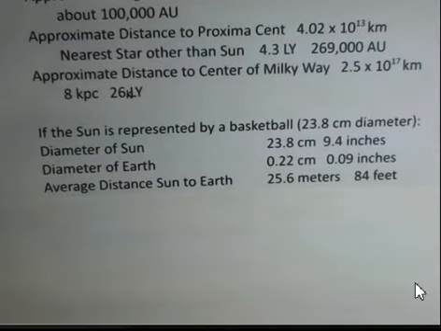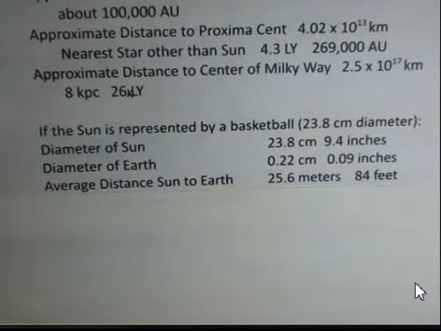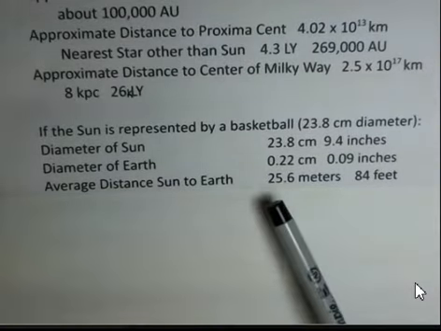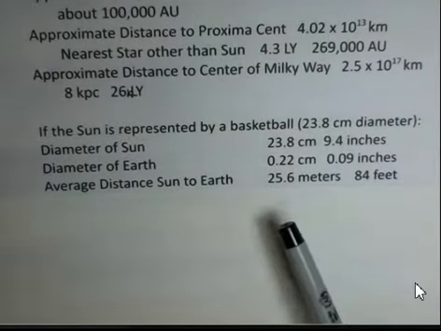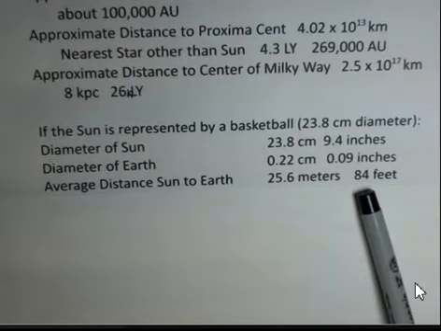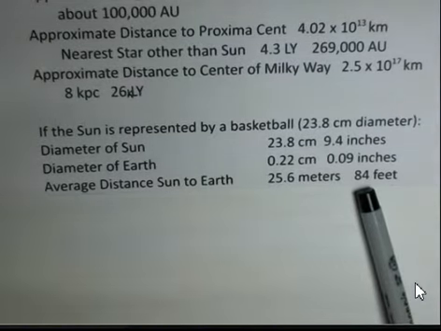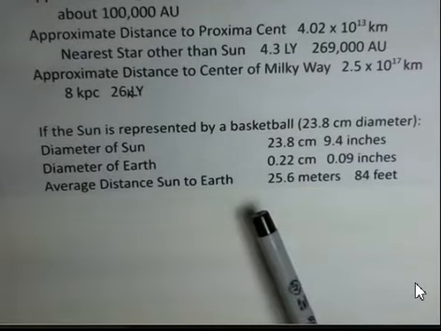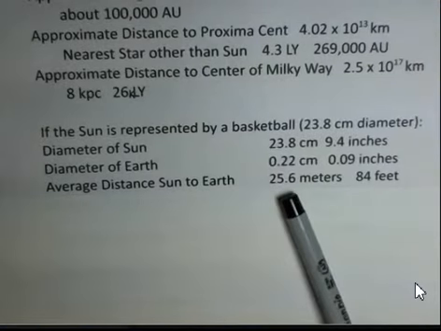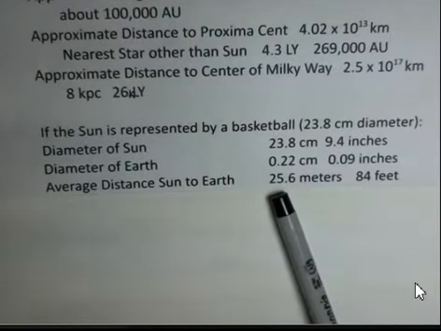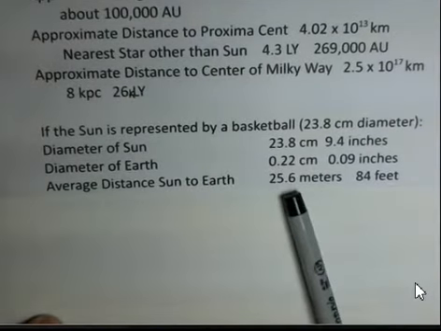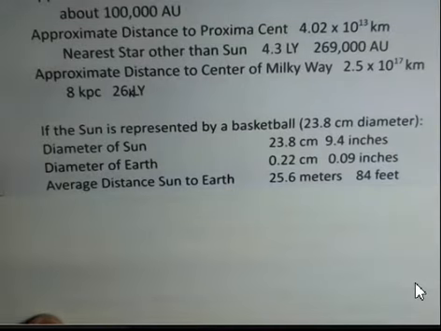But average distance of Sun to the Earth. So if the Sun is a basketball, you place that down at some location and you walk 84 feet away. You put the basketball down in the grass and you move 84 feet away. You would now be standing where the Earth would be positioned in the solar system in this scale model. If you're in the United States, you move 84 feet away. If you're in a metric country in the world, go about 26 meters away from that basketball.